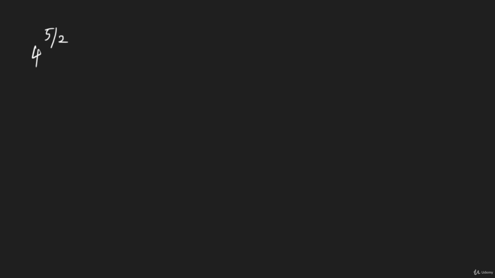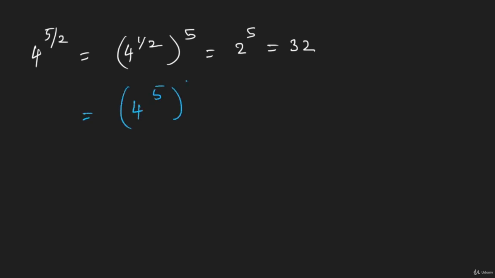Say you want to simplify 4 to the power 5 by 2. I can do this as 4 to the power 1 by 2, to the power 5. 4 to the power 1 by 2 is nothing but the square root of 4, which is 2. So this simplifies to 2 to the power 5, and 2 to the power 5 is nothing but 32. Alright. Now you could also have done it in the opposite manner, like you could have taken it as 4 to the power 5, to the power 1 by 2. In either way, it simplifies to 4 to the power 5 by 2, right?